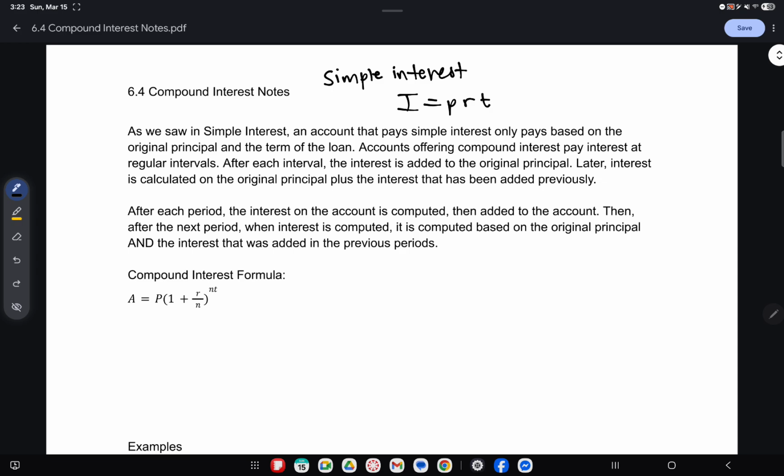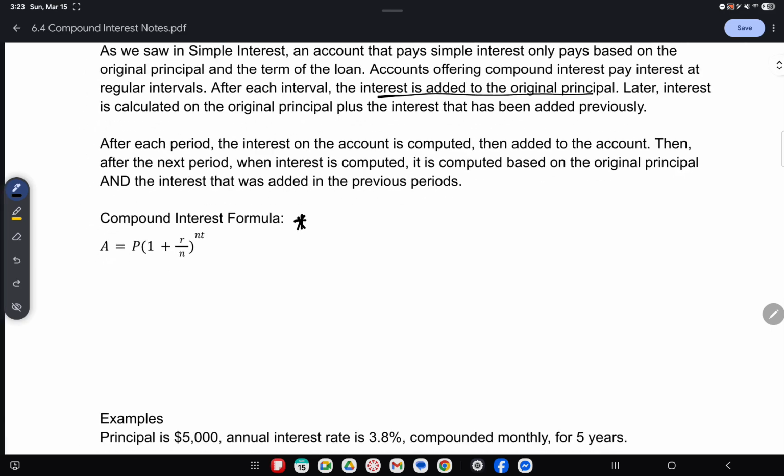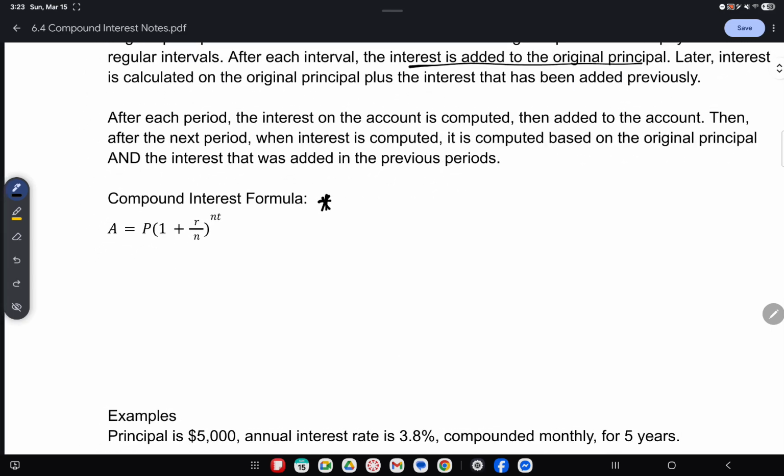Well, compound interest is going to pay at regular intervals. So after each interval, the interest is added to the original principal, and we keep going with it. So instead of having to do the simple interest over and over again, we're going to use a compound interest formula. It's going to account for the original principal and all the interest that's added in every period.